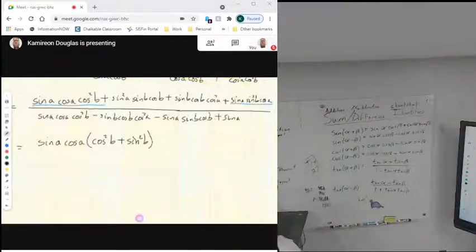Look at the two terms in blue. They factor that term. I factor a sine A out of both those terms. I factor a cosine A out of both those terms. What's left behind? Cosine squared B and sine squared B.